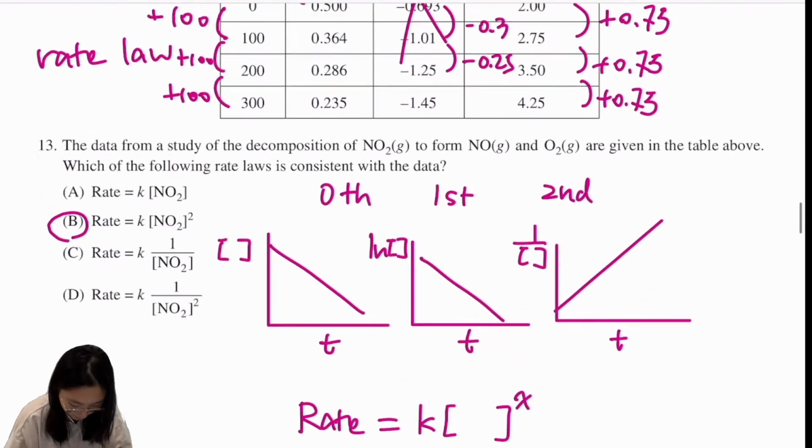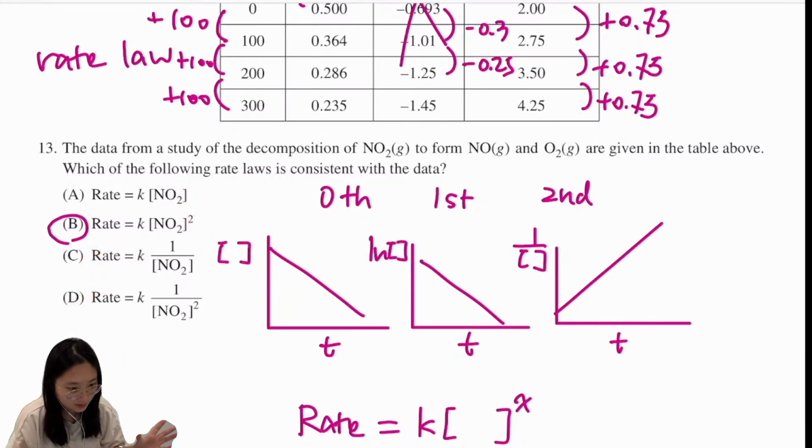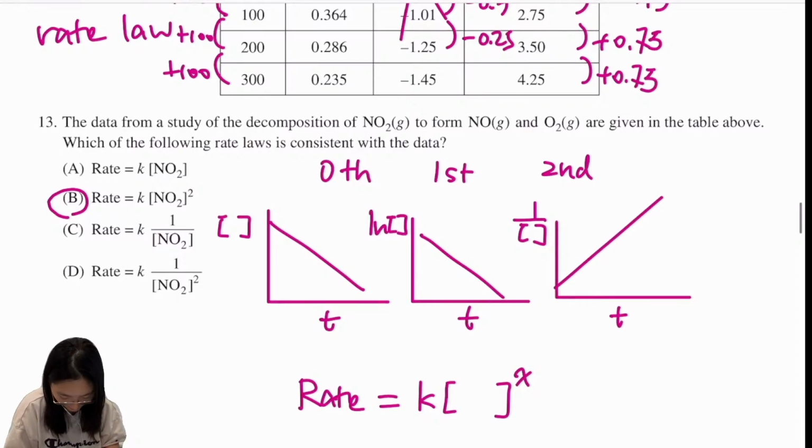Is A of first order? Yes, A is first order, B is second order, and C and D just don't make sense. Because for the rate law, we always specify that X has to be a whole number that's greater than or equal to 0. So we don't see something like negative 1 order or negative 2 order.